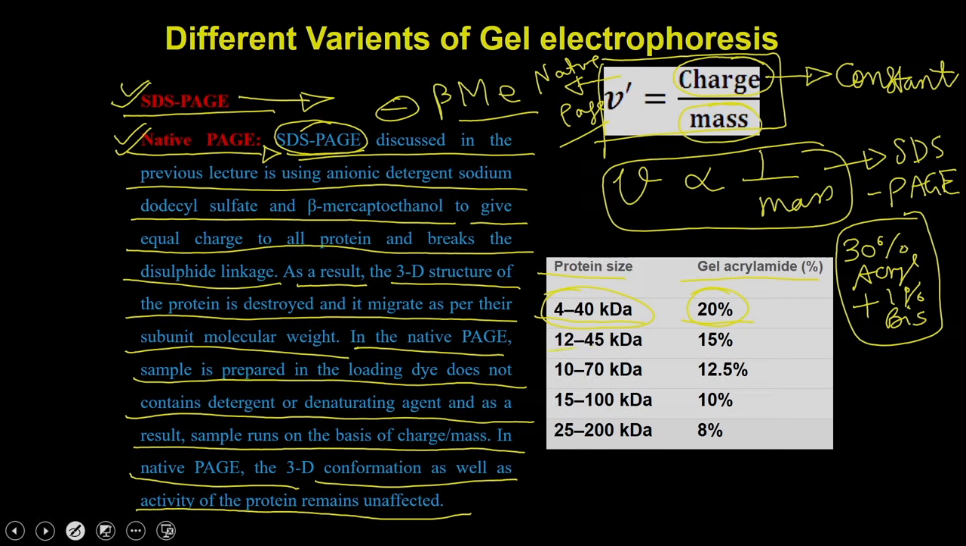But if you are working in the range of 12 to 45 kDa, you can use 15%. If you go to 10 to 70, you can use 12.5. If you use 15 to 100, you can use 10%. And if you are working in the range of 25 to 200, you can use 8%, which means as the molecular weight is increasing, you are decreasing the acrylamide.